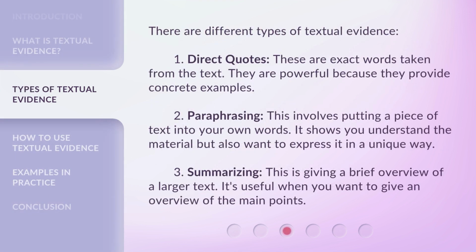There are different types of textual evidence. 1. Direct quotes. These are exact words taken from the text. They are powerful because they provide concrete examples.